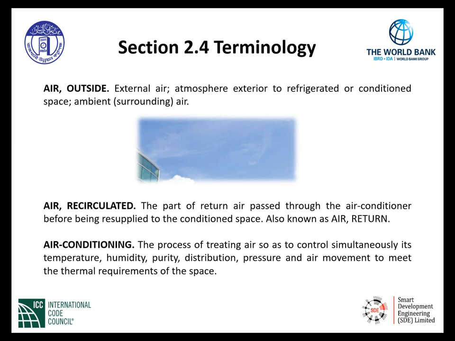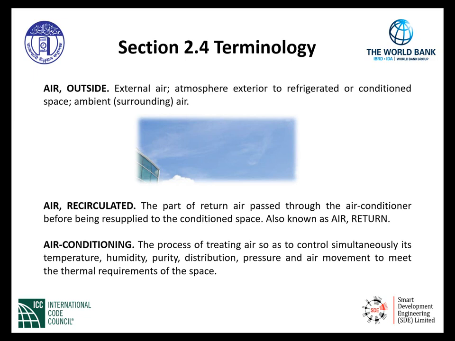Another definition, outside air. Outside air, by definition, is very specific here. It is external air, atmosphere exterior to refrigerated or conditioned space, ambient air, or we say surrounding air. Recirculated air is in fact the part of return air passed through the air conditioner before being resupplied to the conditioned space. We also know this as return air.